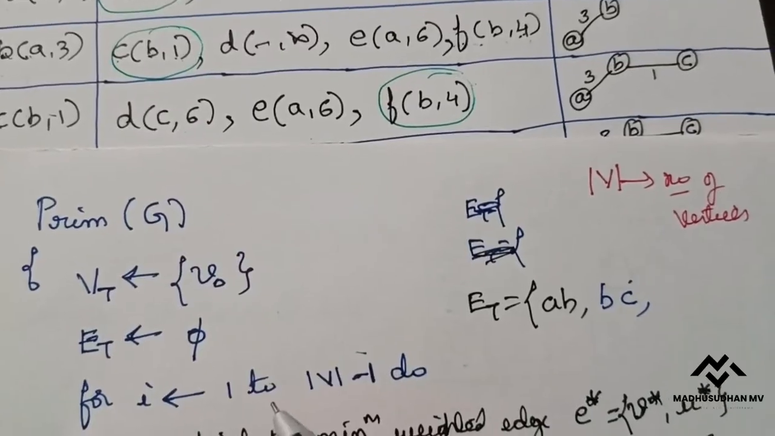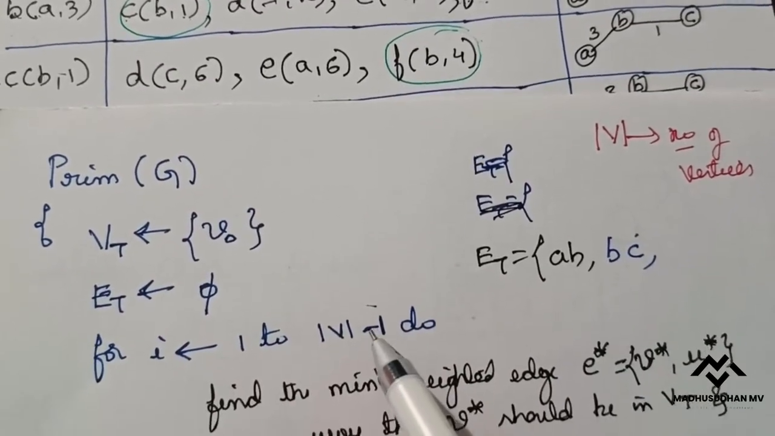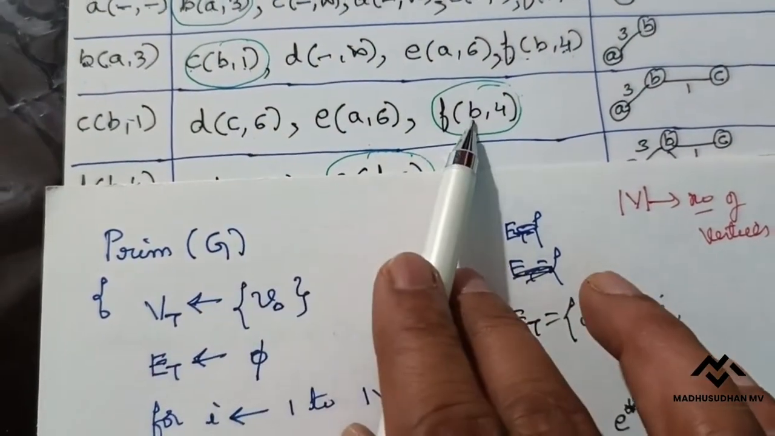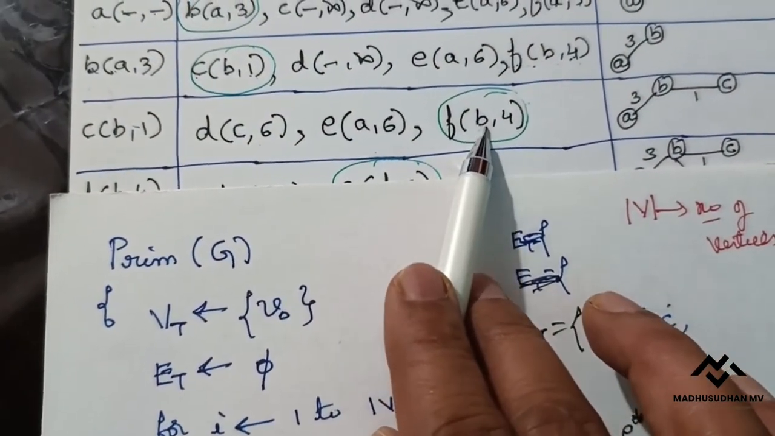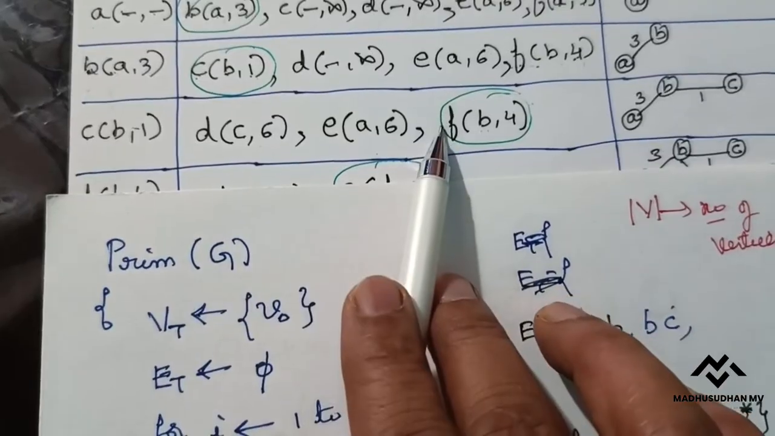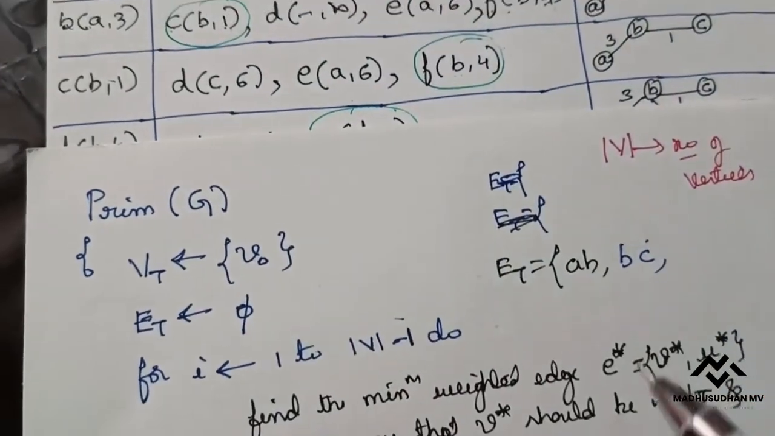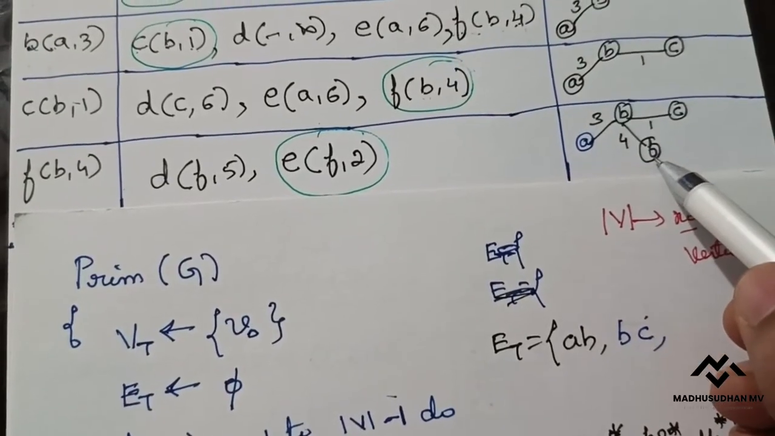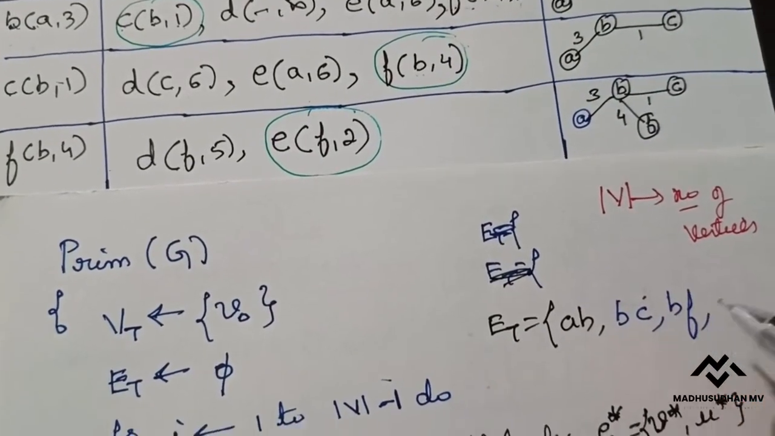Next time I becomes 3, 3 less than or equal to 6 minus 1, true, come inside. So again I am finding the minimum one. Right now B is visited. F is unvisited. So F I am including. That is B to F, this edge I am including.